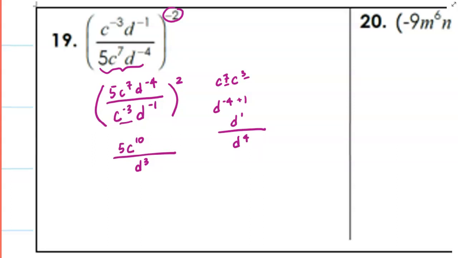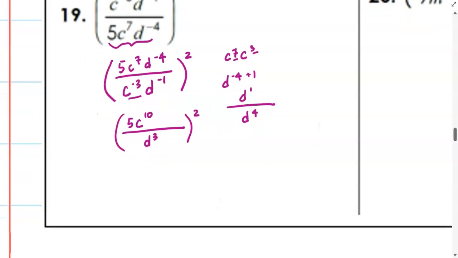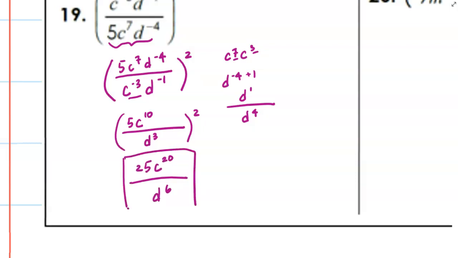You just switch the -4. The D with the exponent of 4 goes in the denominator. The D with the exponent 1 goes in the numerator. Okay? We still have to apply 2 to it. 5 raised to the 2nd power is going to be 25. See, 10 times 2 is going to be 20. 3 times 2 is going to be 6. Voila.